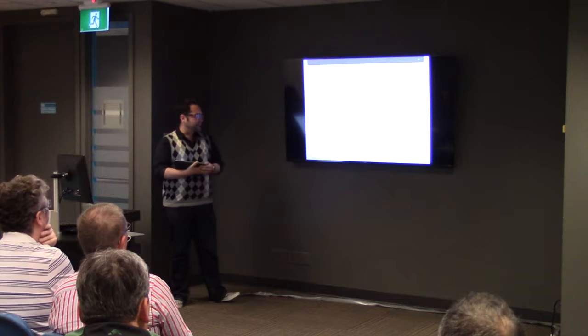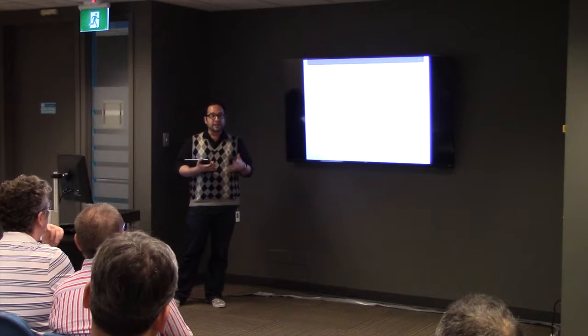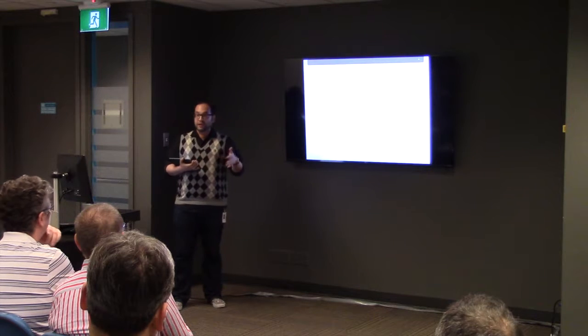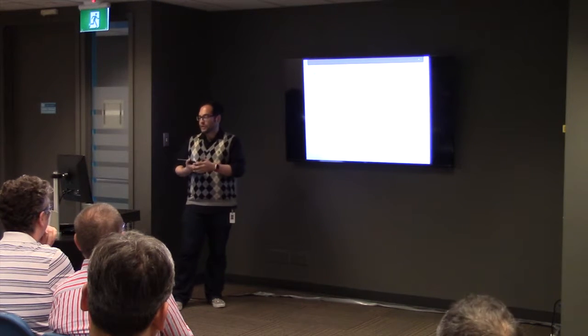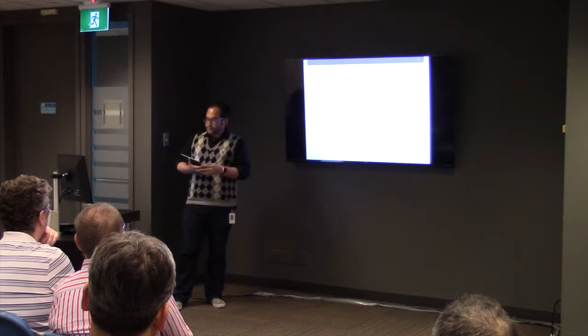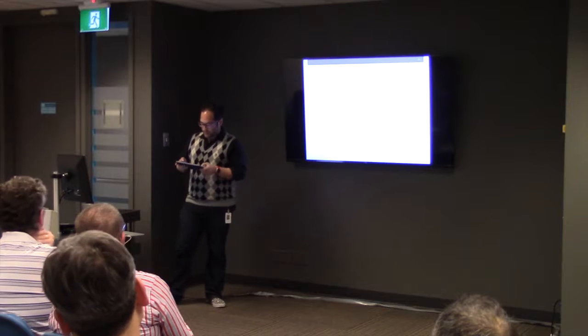And lastly, we need to make sure that things are robust, meaning that when future assistive technologies show up, your content can actually work with it. And so that means that the WCAG specification is really invested in making sure that you're adhering to basic web development principles and making sure that you have a very straightforward DOM, because that'll mean that you're future-proofing yourself for whatever changes come down the pipeline.